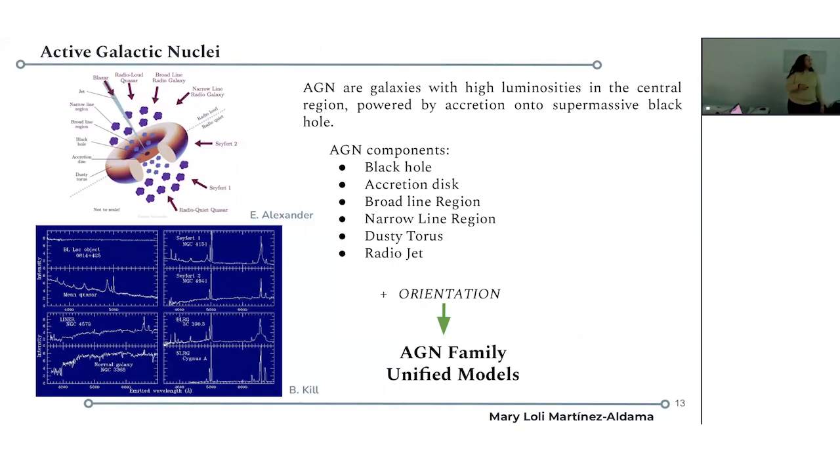So we propose that if we combine different values of these parameters and we include the orientation, we can get all the family that we are observing here. So for example, if we are observing an AGN directly, we are observing the center. We can see the clouds that are close to the nuclear region and also the clouds that are in the narrow line region.